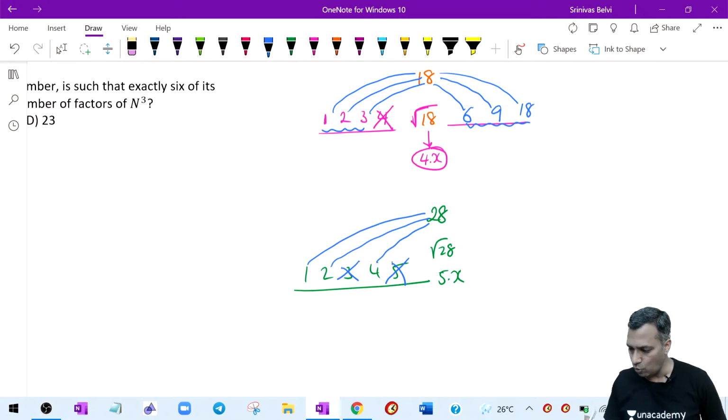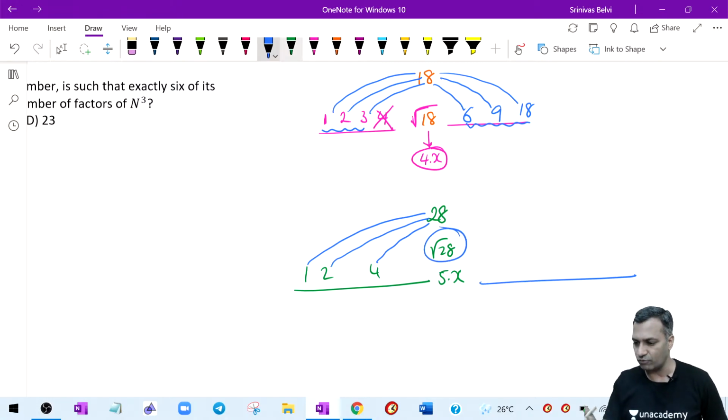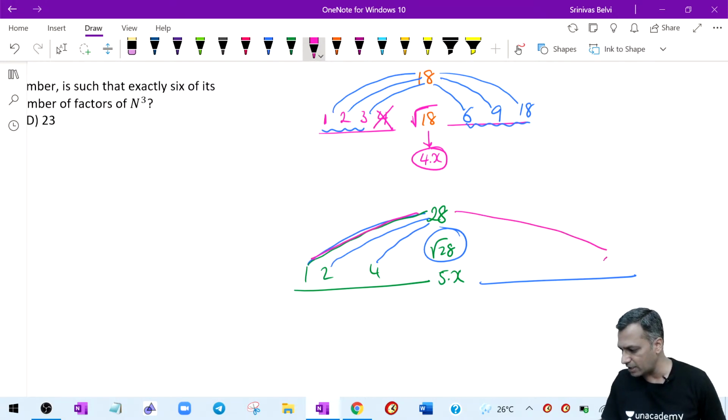So these are the 3 factors. You are saying that 1, 2 and 4 are the factors. It implies that on the other side of root 28, 28 divided by 1, which is 28, is another factor of 28.